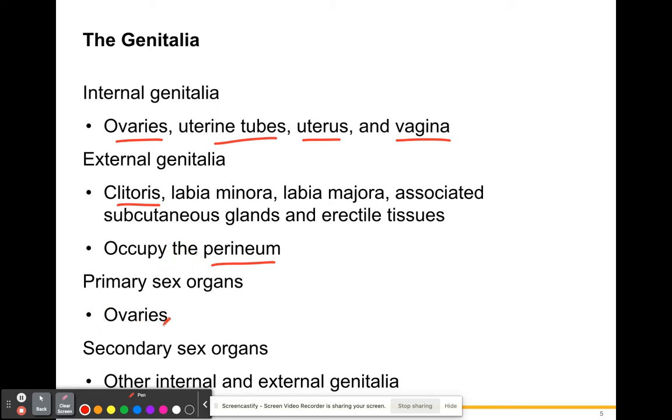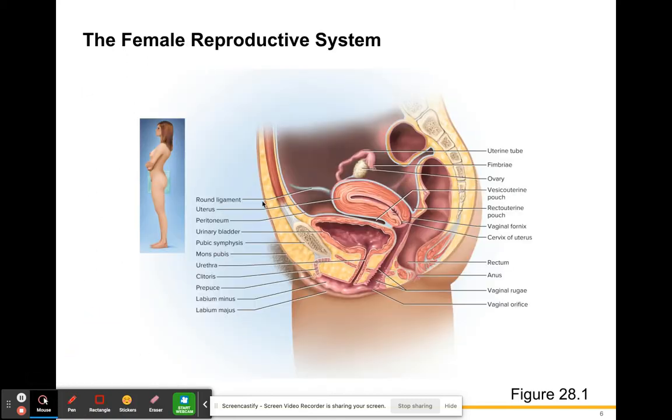Once again, the primary sex organs are the ovaries. Those are going to produce ova, or the gametes, and the secondary organs are the other internal and external genitalia besides those ovaries. Here is a section of the female reproductive system. We're going to need to know much of this, and we will go through all of this as we go through the chapter. We will hit most of these landmarks as we get to them.